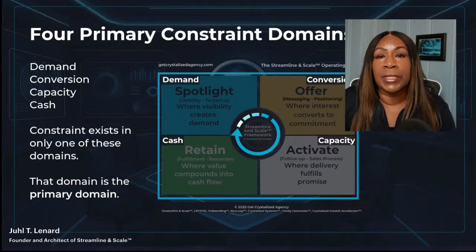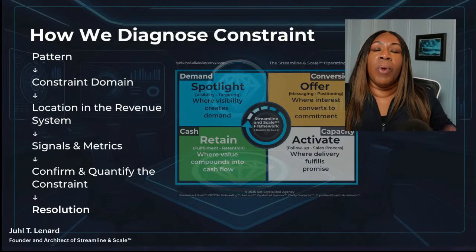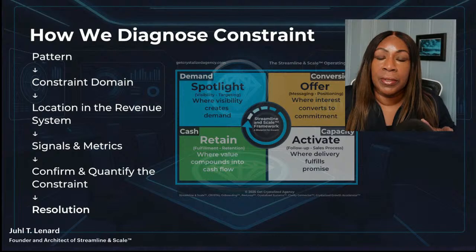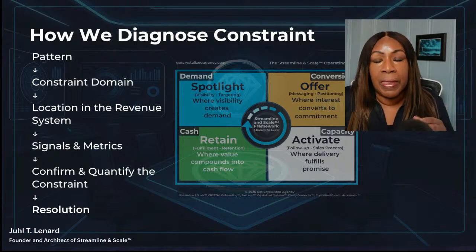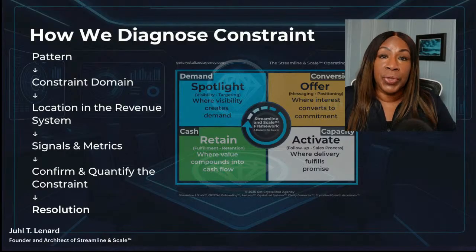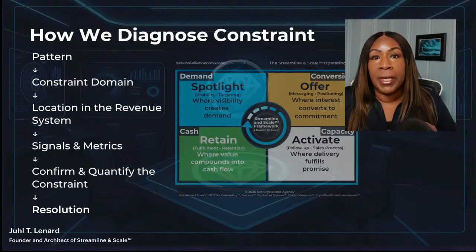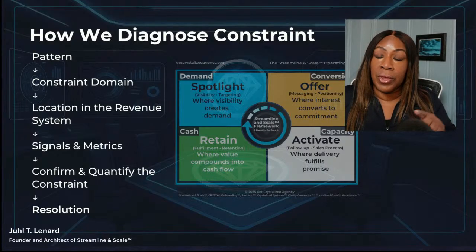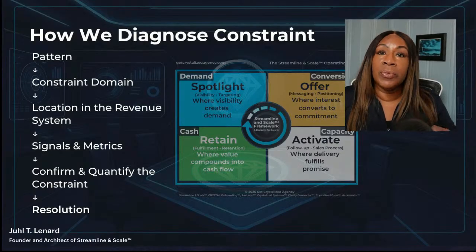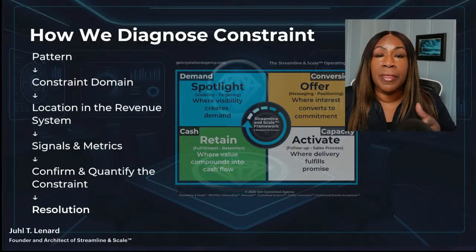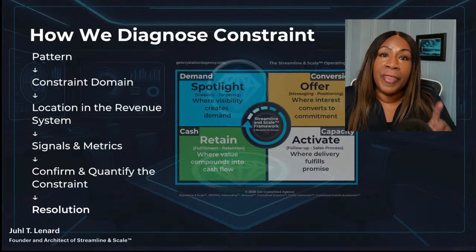Constraints exist in only one domain at a time, and that domain where the constraint exists is considered the primary domain. The way that we diagnose the constraint is that we look at the pattern. The pattern identifies the constraint domain. The constraint domain allows us to locate the constraint within the revenue system. Then we can identify the signal and the metrics, confirm and quantify it, and then, and only then, resolve the constraint in a way that allows revenue to flow.